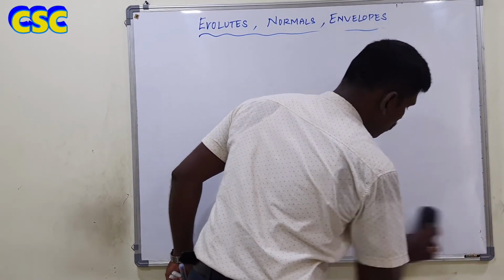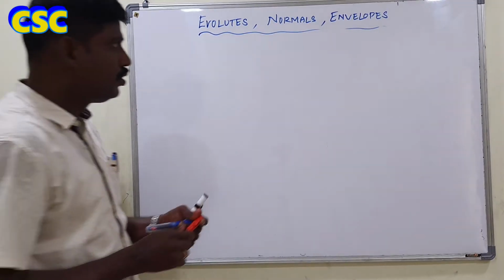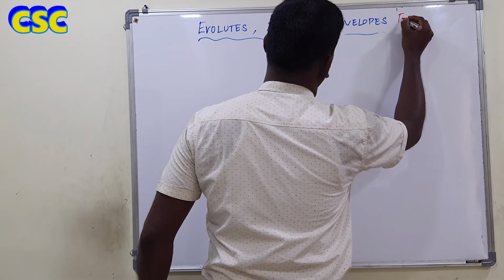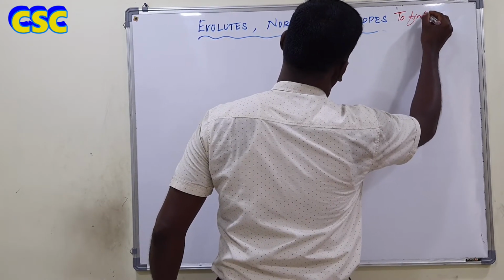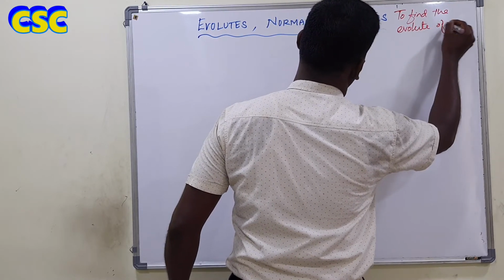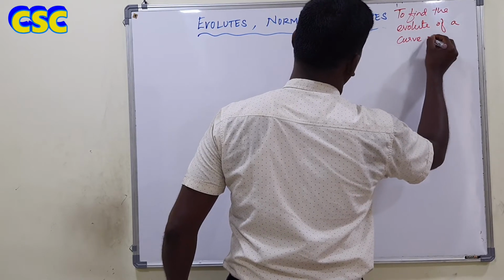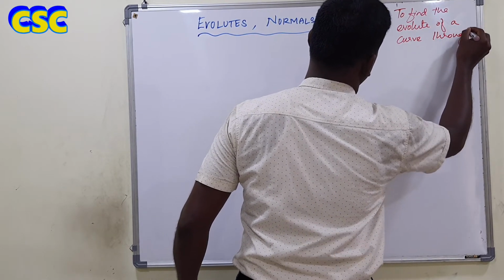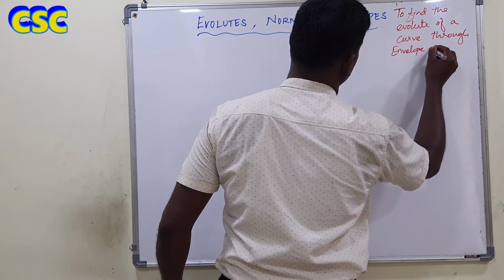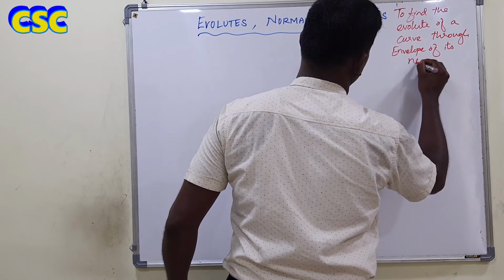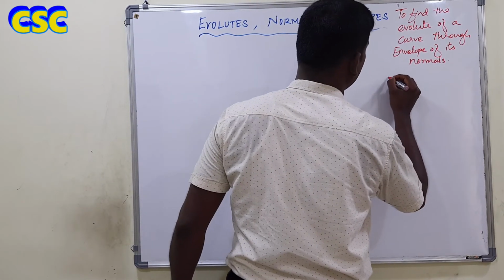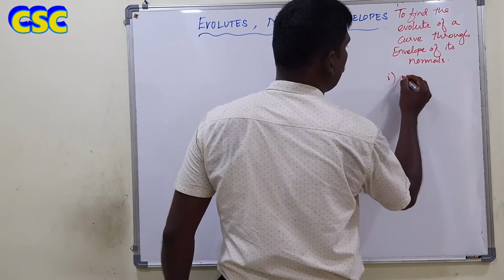Now, the procedure to find the evolute of a curve through the envelope of its normals. Okay, right? Step 1. What is step 1? Equation of normal.